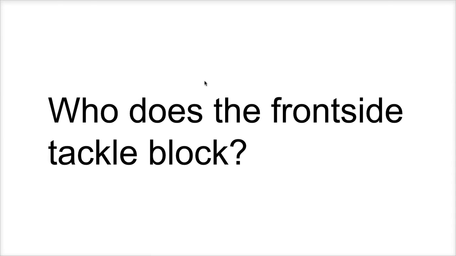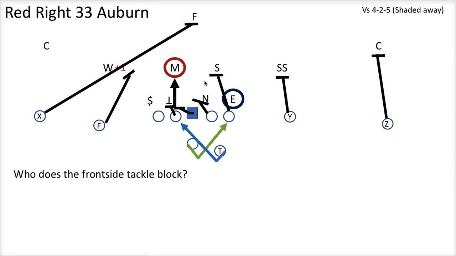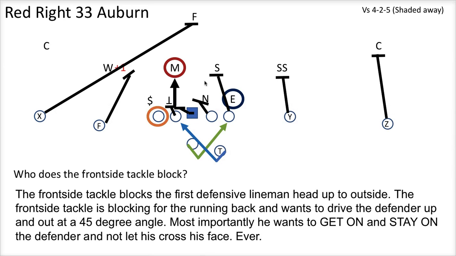Who does the front side tackle block? The frontside tackle blocks the first defensive lineman head up to outside. The frontside tackle is blocking for the running back and wants to drive the defender up and out at a 45-degree angle. Most importantly, he wants to get on and stay on the defender and not let him cross his face, ever.